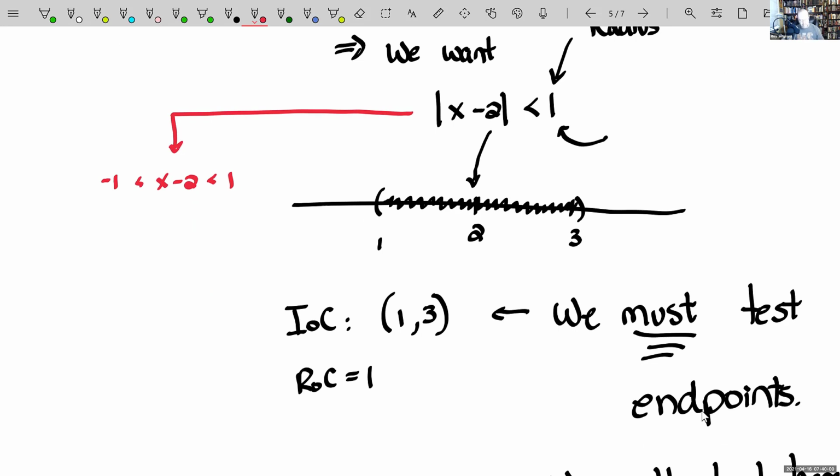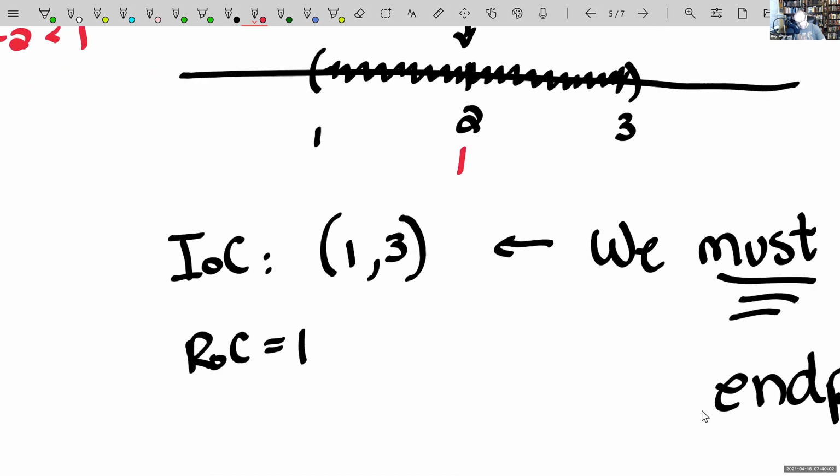The nice thing here is that we know the center is at 2. So I can easily tell you right now the true radius of convergence. It's the distance from the center to either edge. It's the same distance both ways. So I know my radius of convergence here is just 1. A good visual of this right there.